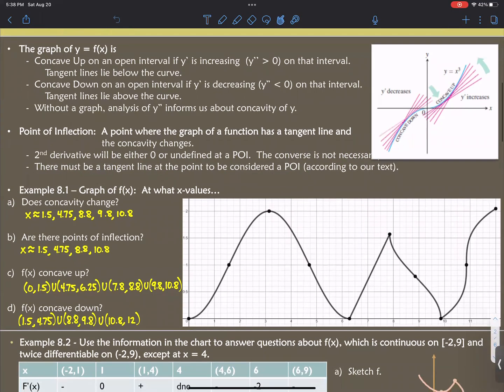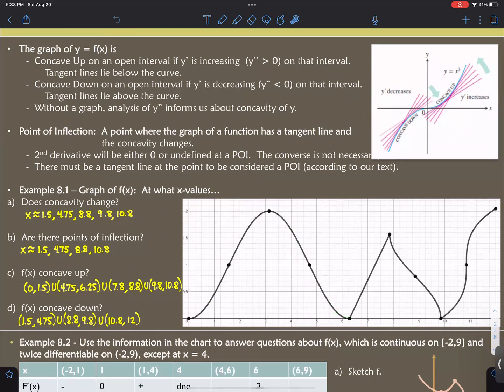Example 1. The graph of f is given; find x values that meet certain criteria. Where do we see a change in concavity? Starting from the very left, the curve appears to be concave up, and then right here it changes to concave down. I'm just estimating, I put around 1.5. We're concave down, concave down, concave down. Right here, we switch back to concave up. I called that approximately 4.75.